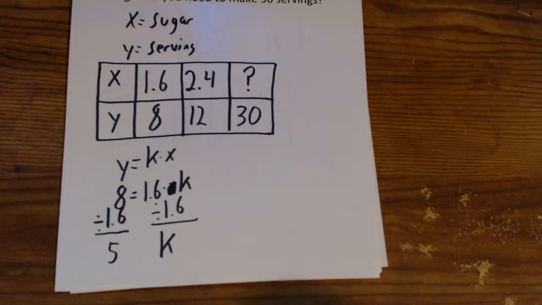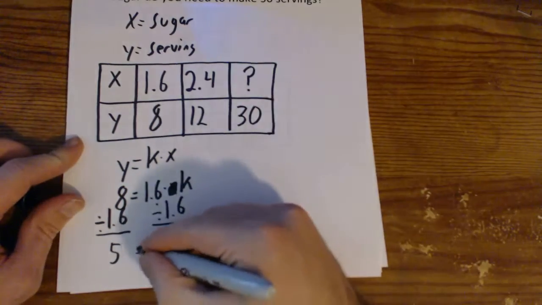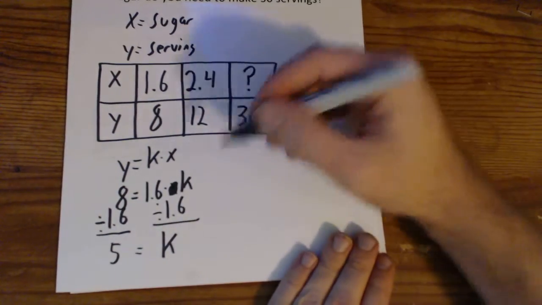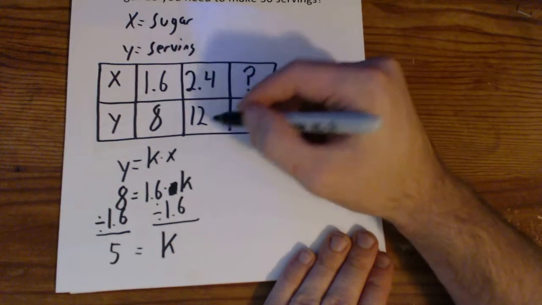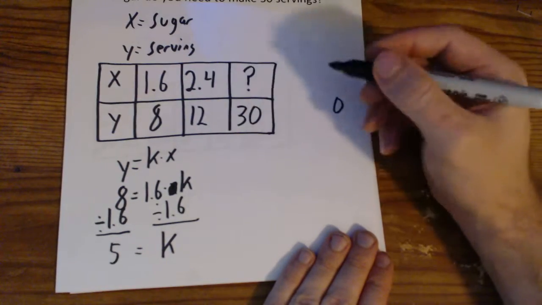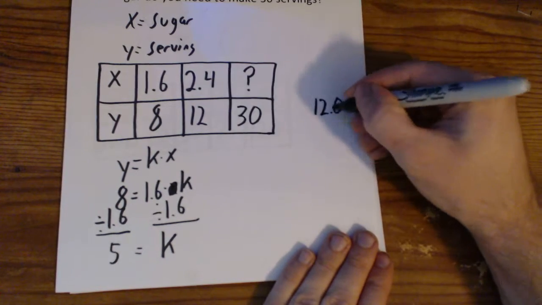Well, does that work? 5 times 2.4. Let's double check that. Again, 5 times 2.4, we'd get a 0. We'd carry a 2. 5 times 2 is 10 plus 2 would be 12. We have to move that decimal back over. Okay, that would work.